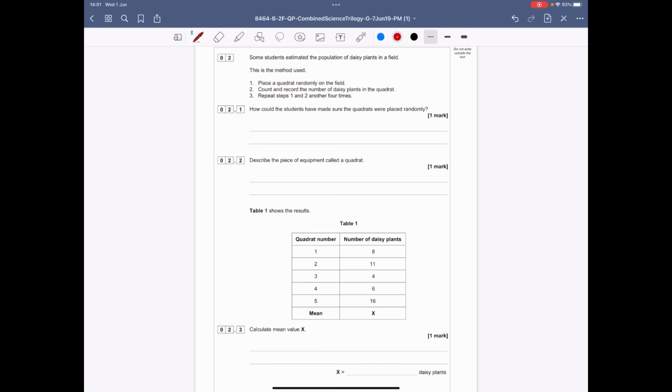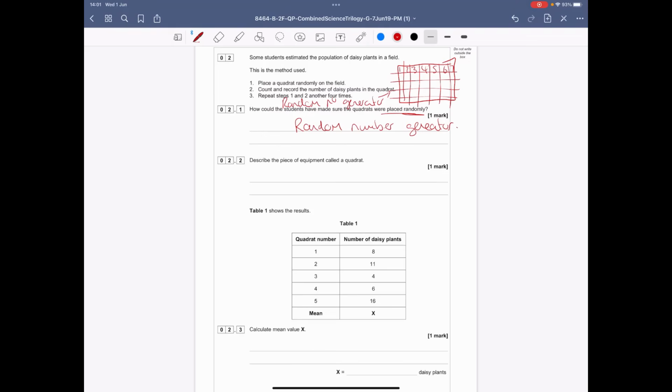The best way to do it is to get a diagram of your field. You then divide it up into 1 meter grids. You assign each of them a number, and then you would use a random number generator, which would then tell you where to place the quadrat. Okay, so that removes any bias from it. So how could the students have made sure the quadrats are placed randomly? Well, there's only one mark, so just say random number generator.